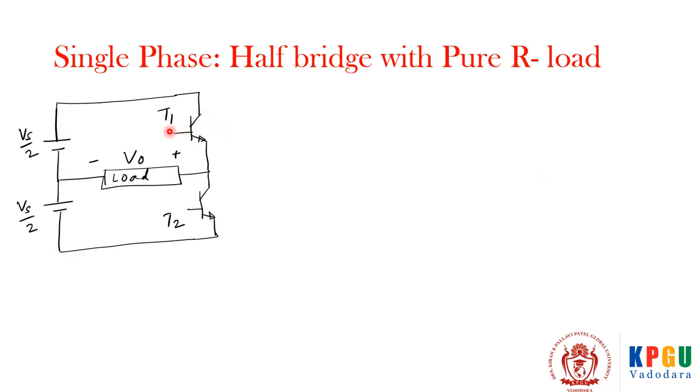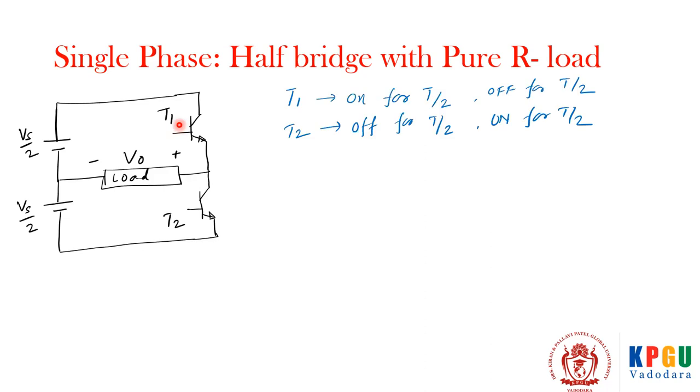The main highlight is that these are the switches which can be turned on and off by sending the signal at its control terminal, that is the base over here. So let's see how it operates. So the first switch, that is T1, is on for half the time period and off for the remaining half, and the lower switch T2 is off for half the time period and on for the remaining half time period.